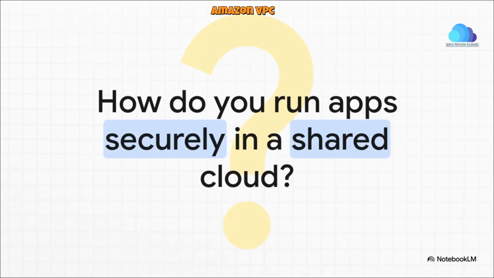So let's start with a big question. Think about it. AWS is this huge shared platform, right? You've got millions of customers, from tiny startups to massive enterprises, all running their stuff on the very same physical hardware. So the million-dollar question is, how on earth do you keep your important applications and your sensitive data completely walled off and secure from everybody else? How do you get your own private slice of that massive public cloud?